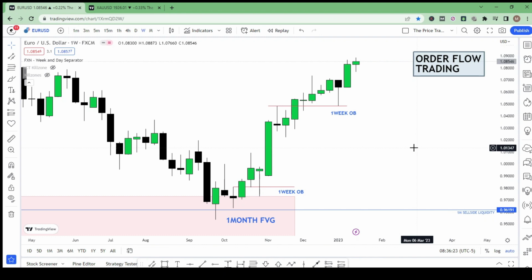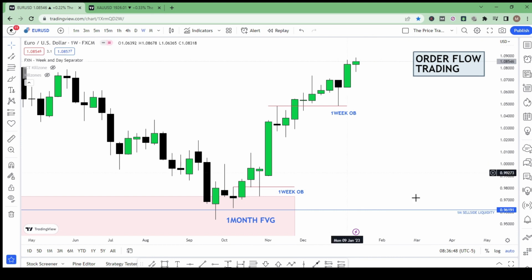So let's start. Order flow trading. When it comes to order flow trading, what I like to do is first of all start from liquidity. Liquidity is simply a short-term low or high that has been taken out. In this example, I'm looking at the EURUSD 1 week chart.